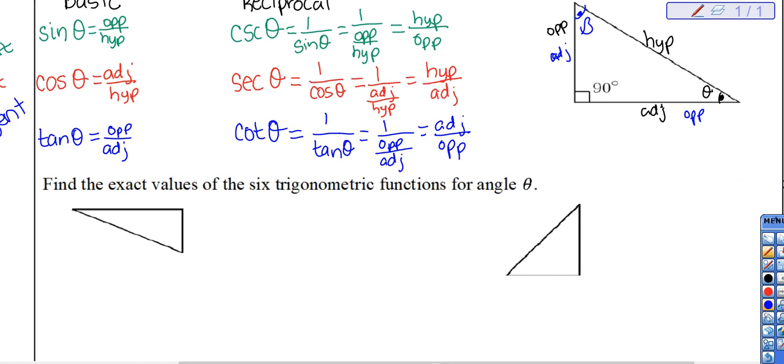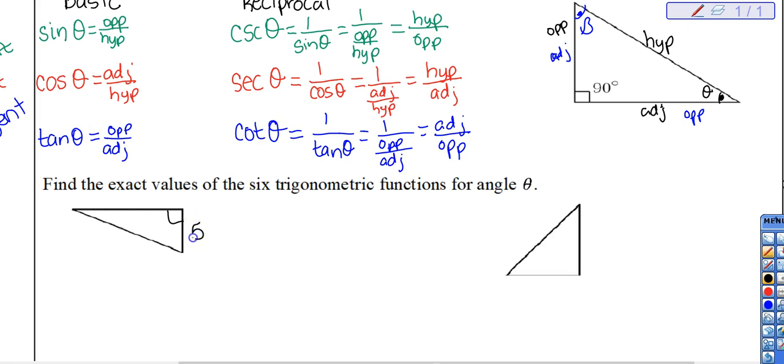We have an example today where you're asked to find the exact values of the 6 trigonometric functions for angle theta. I gave you a bunch of blank triangles with nothing on them. We're kind of stuck until I give you some values. So pick up your pencil. Let's go ahead and put the right angle mark in that triangle, and let's label its sides.